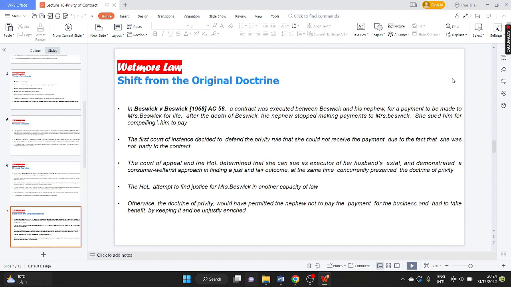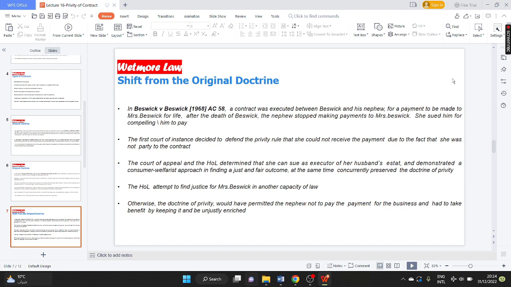Shift from the original doctrine. In Beswick and Beswick, a contract was executed between Beswick and his nephew for a payment to be made to Mrs. Beswick for life. After the death of Beswick, the nephew stopped making payments to Mrs. Beswick. She sued him, compelling him to pay. The first court of instance decided to defend the privity rule, that she could not receive the payment due to the fact that she was not party to the contract.